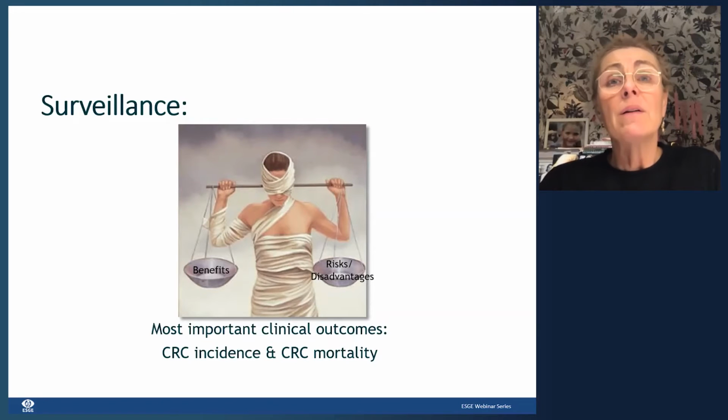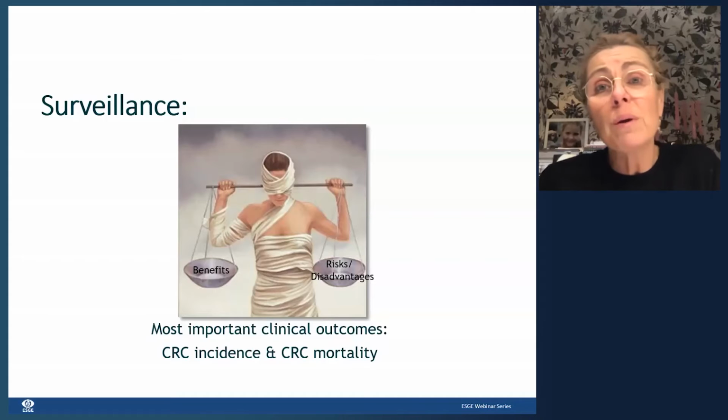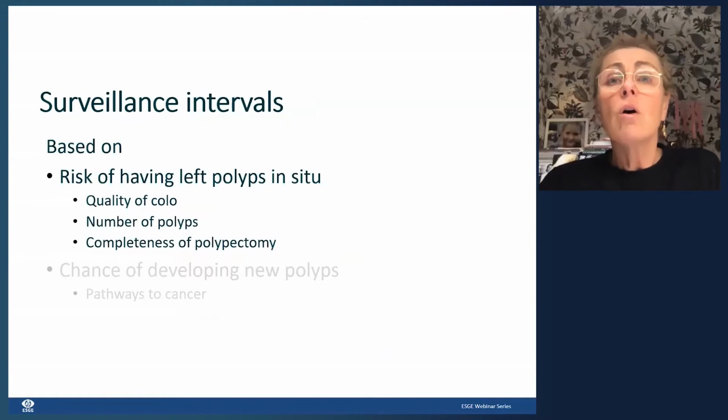And regarding that, I think it's very important to realize that the most important outcomes are colorectal cancer incidence and mortality. So not just detecting one small adenoma as an important event, because that might never have grown into cancer. That's not what we aim for at colonoscopy surveillance. We want to reduce incidence and mortality. So when estimating the optimal surveillance intervals, that should ideally be based on two things.